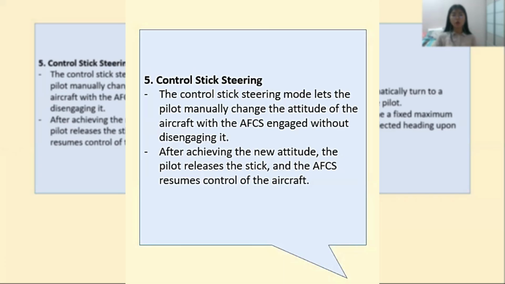Control stick steering. The control stick steering mode lets the pilot manually change the attitude of the aircraft with the AFCS engaged, without disengaging it. After adjusting to the new attitude, the pilot releases the stick and the AFCS resumes control of the aircraft.